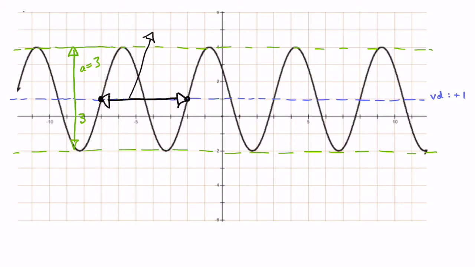Now I can just count the period. It's 1, 2, 3, 4, 5 squares. So the period of this function is 5. So that means the b value is always 2 pi over the period. So the b value is 2 pi over 5.